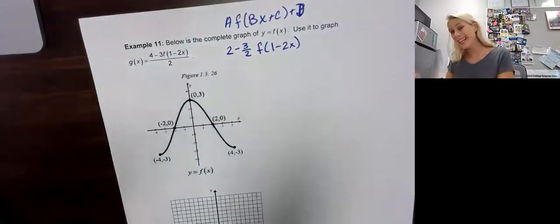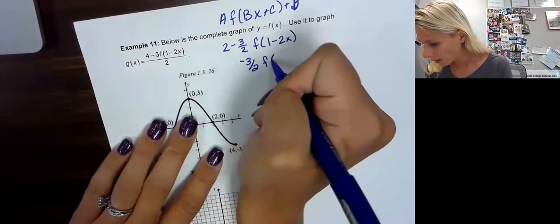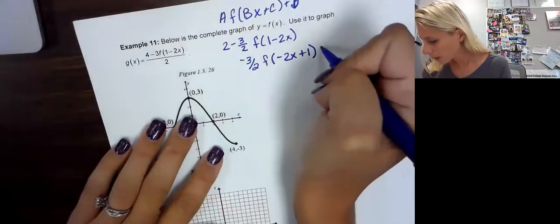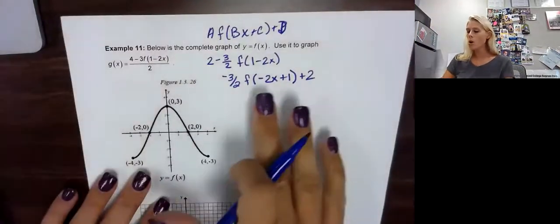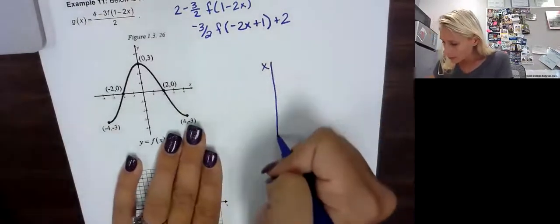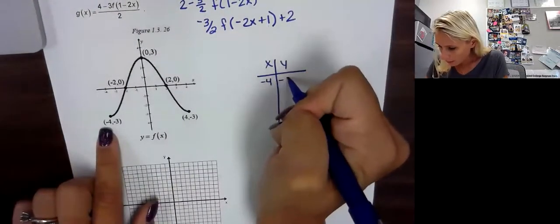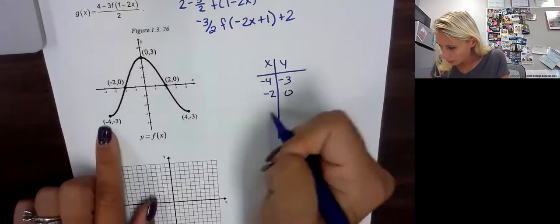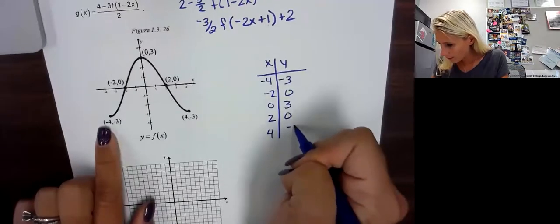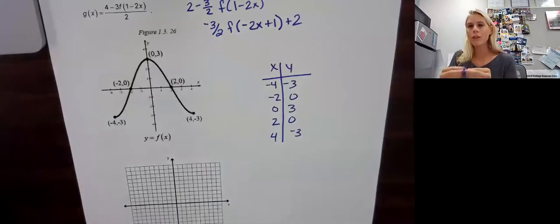Okay, now again, still a little bit off. So I'm going to say -3/2 f. Then I'll have this -2x plus 1 plus 2. So I just rearranged it so we know how to do our scale from our tables. Okay, so x, y. I have -4, -3, -2, 0, 0, 3, 2, 0, and 4, -3. All right. I would say do this by doing either the inside first or the outside first.